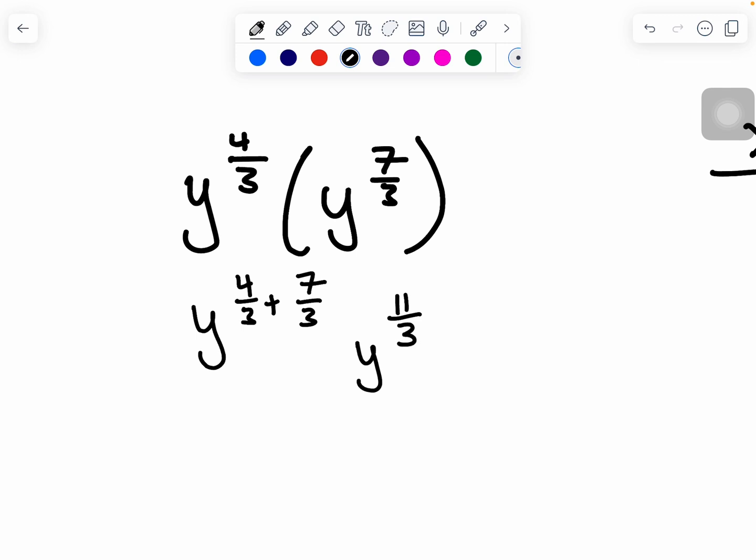Now, in class, I talked about how we can go back and forth between a rational power and a root. So here we can rewrite this as the cube root of y to the 11th. Again, whenever we have a denominator here, that is the type of root that we have. If we have a numerator, that is what we're raising our variable to.